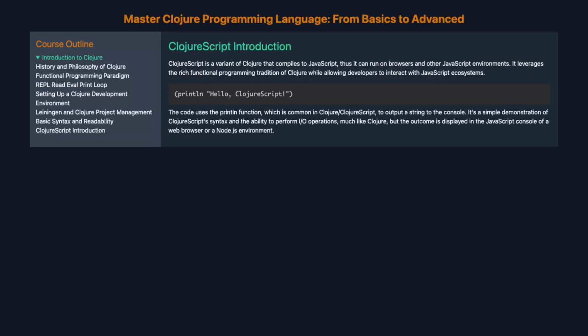ClojureScript Introduction. ClojureScript is a variant of Clojure that compiles to JavaScript, thus it can run on browsers and other JavaScript environments. It leverages the rich functional programming tradition of Clojure while allowing developers to interact with JavaScript ecosystems. The code uses the println function, which is common in ClojureScript, to output a string to the console. It's a simple demonstration of ClojureScript syntax and the ability to perform I/O operations, much like Clojure, but the outcome is displayed in the JavaScript console of a web browser or a Node.js environment.